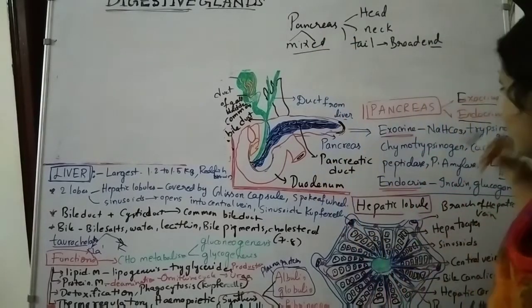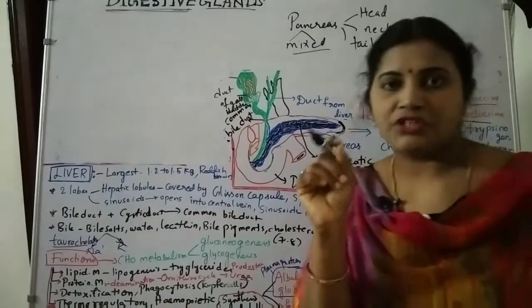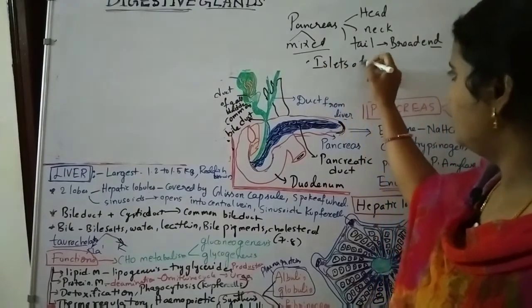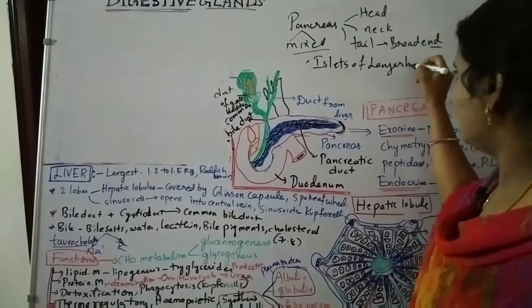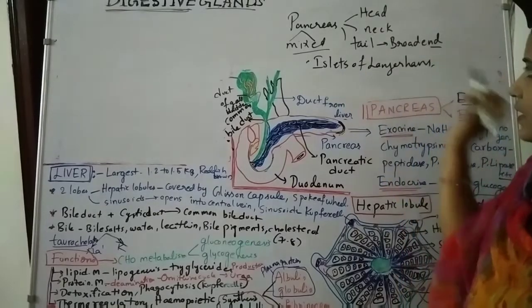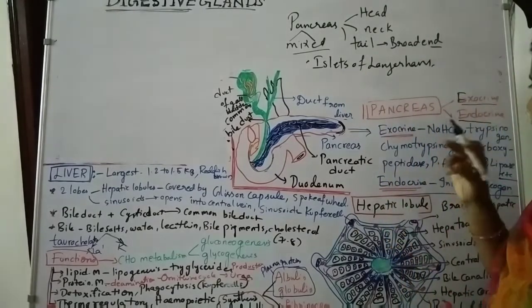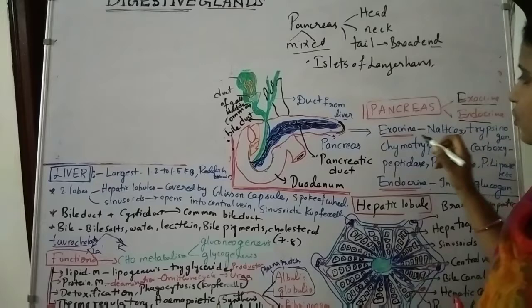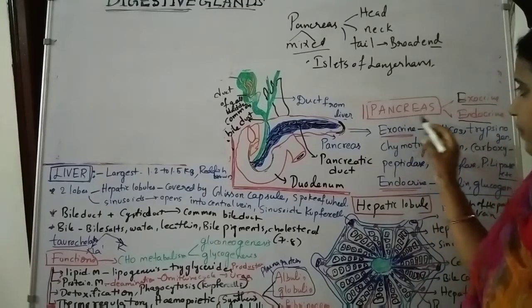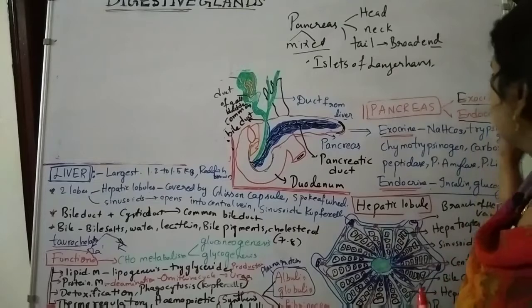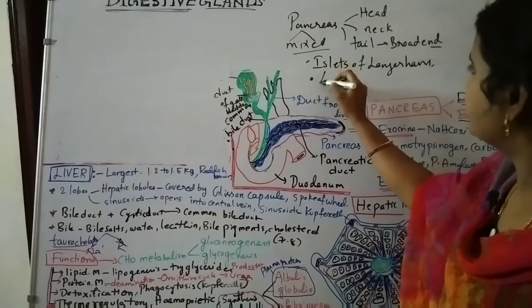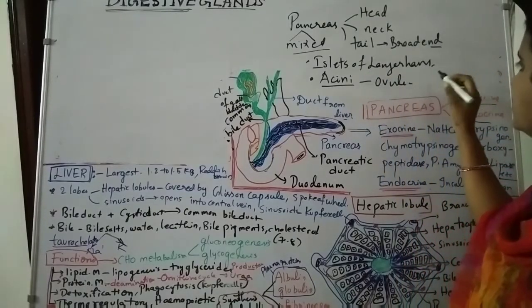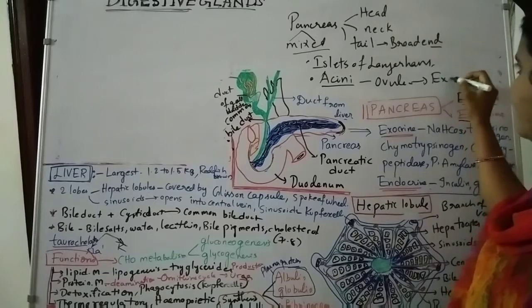After that, this pancreas also contains special cells. What are the special cells? Islets of Langerhans are present in the pancreas, and it has two functions, endocrine function and exocrine function. The exocrine part of the pancreas is the acini. Acini are ovule-shaped structures which are responsible for exocrine function.